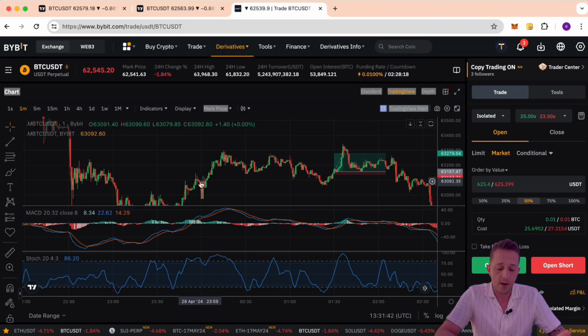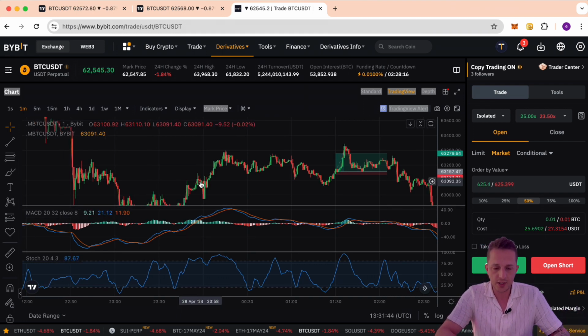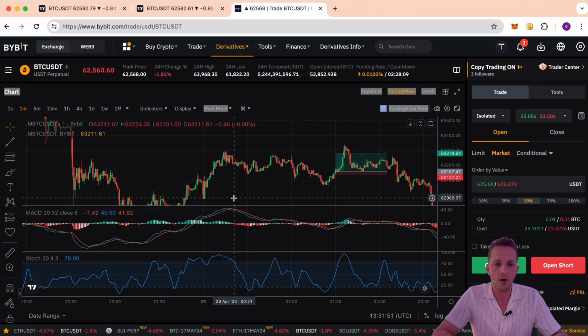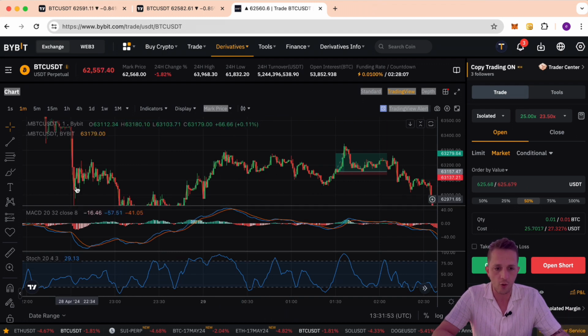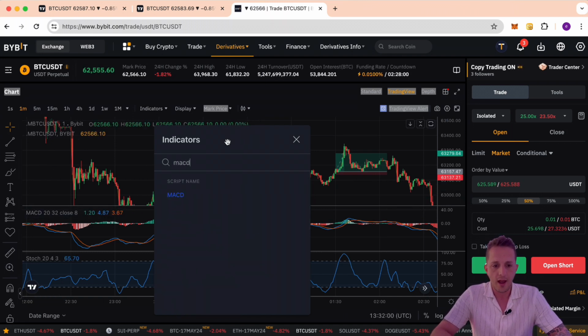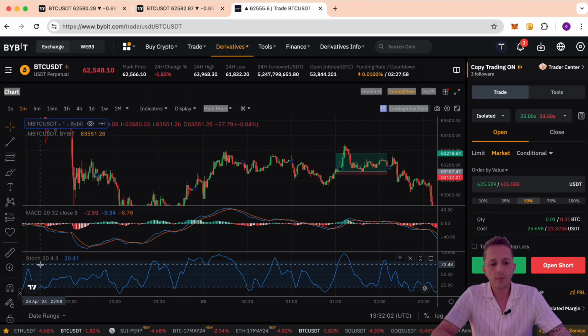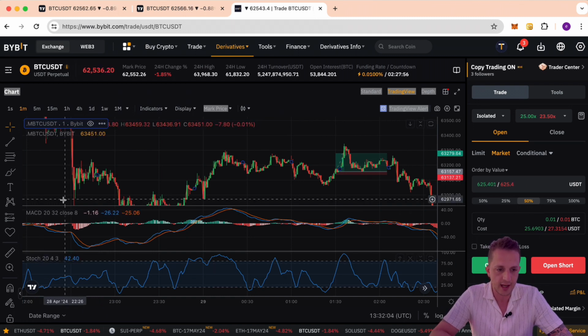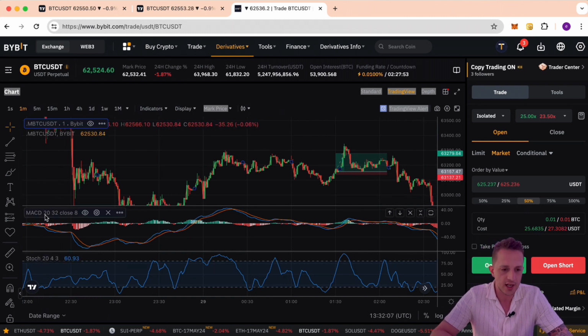And as I repeat once again, all the steps are: sign up on Bybit, and for this you will find the link below in my description. Then you make the deposit, and you add indicators from here: just open indicators and type MACD, and you will find it. Same thing with the stochastic. You add the settings that I just gave you: 20, 32 and 8 for the MACD, and 24 and 3 for the stochastic.